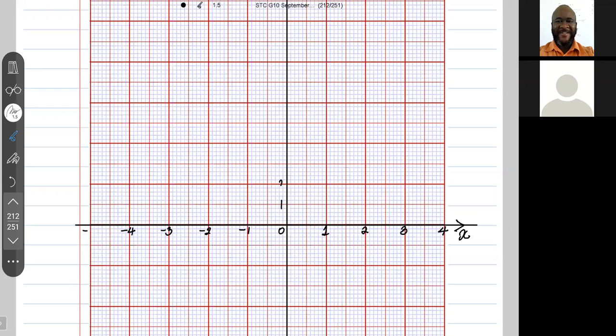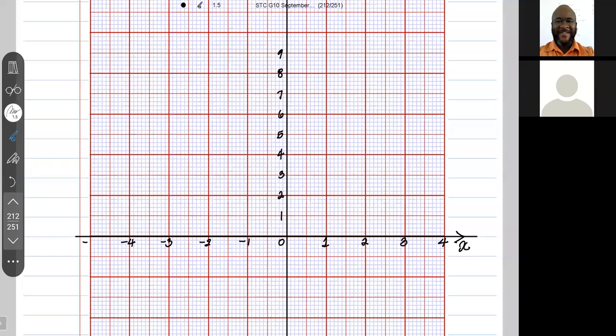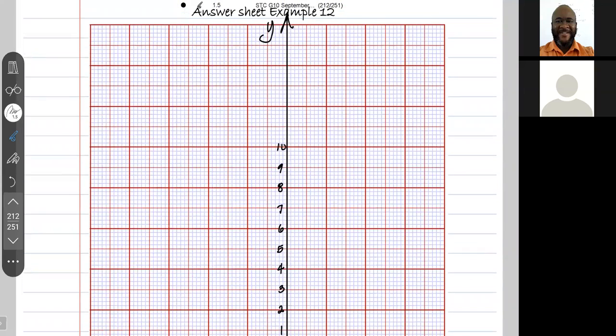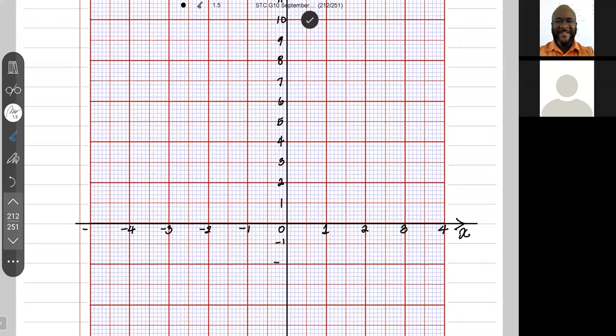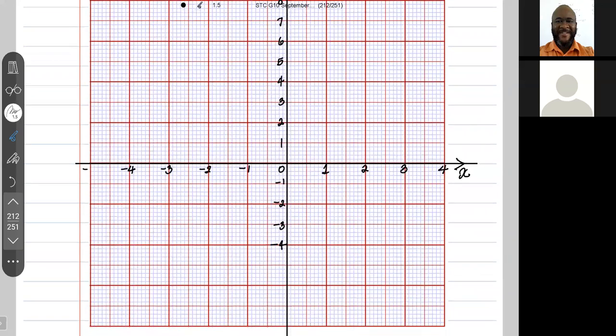1, 2, 9, so 10. My graph must go as high as 14. As long as it goes as high as 14, I'm good. Below, and as long as it passes -4, I'm good.